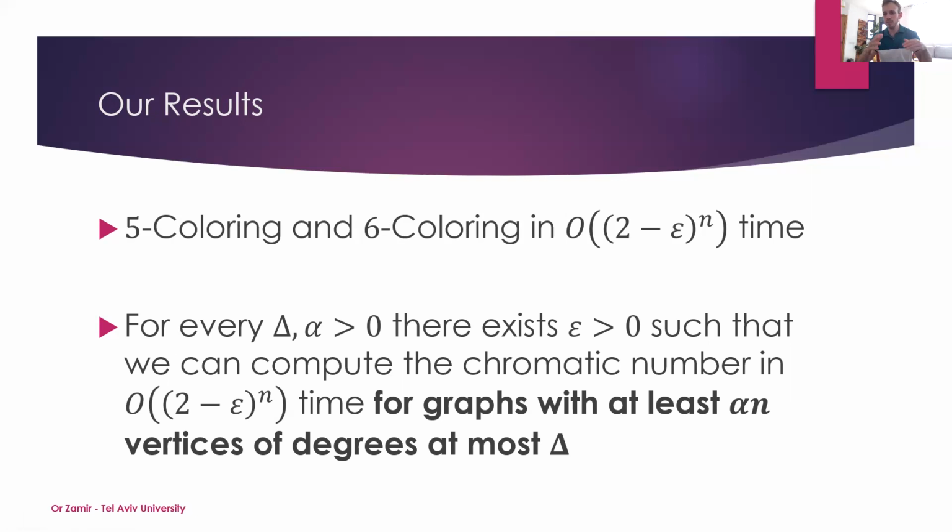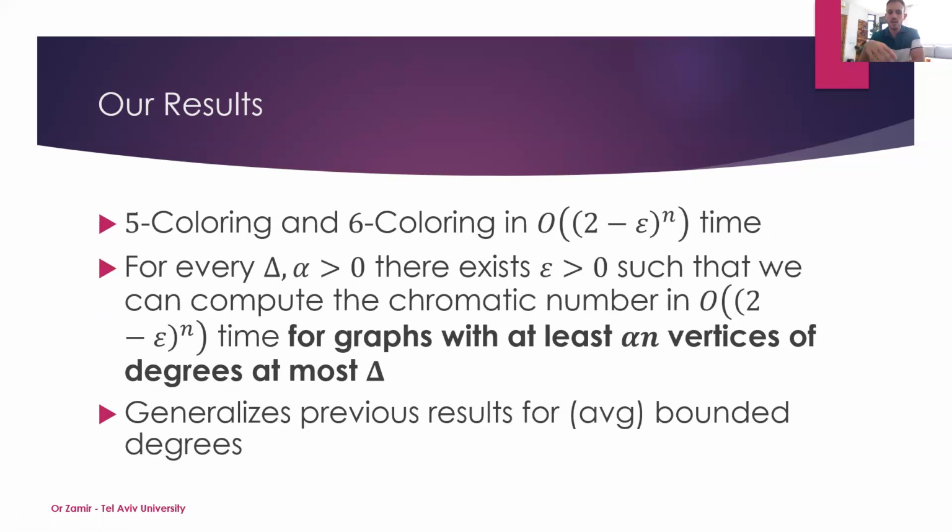And this result is obviously more general than just looking at k equals 5 or 6. But using this as the main building block, we managed to get the general result for 5 and 6 that does not require any constraints on the structure of the graph. And this generalizes previous results for things that are much more restricted, like bounded degree graphs, for example, in which there were similar results.